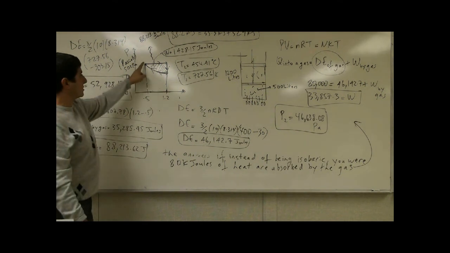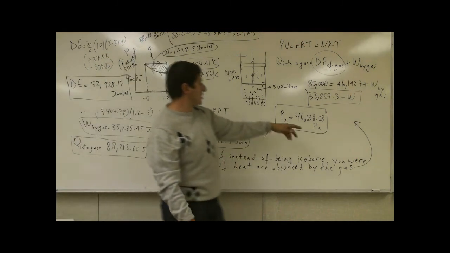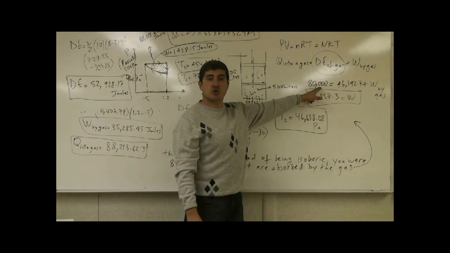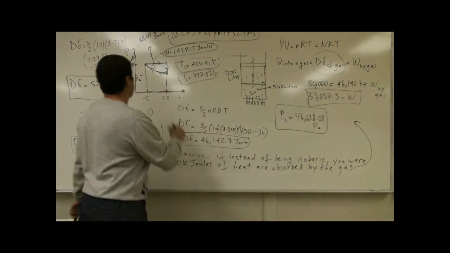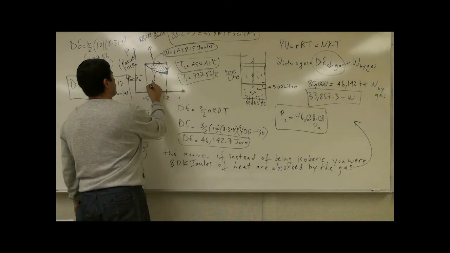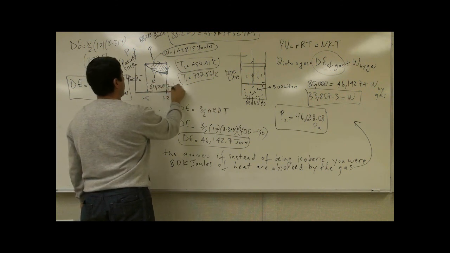On the way back, what happens? Well, since we're going reverse direction, how much heat comes out? 80,000 joules is dumped by the engine. It comes out of the system. Right? So it's going to be heat out 80,000 joules. Okay?